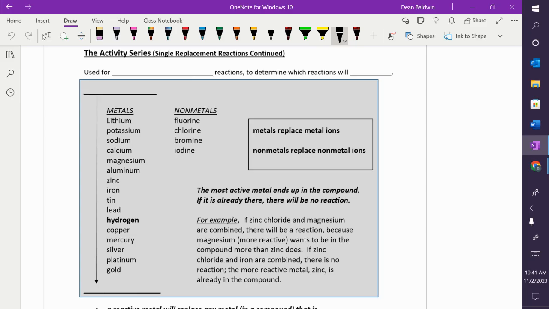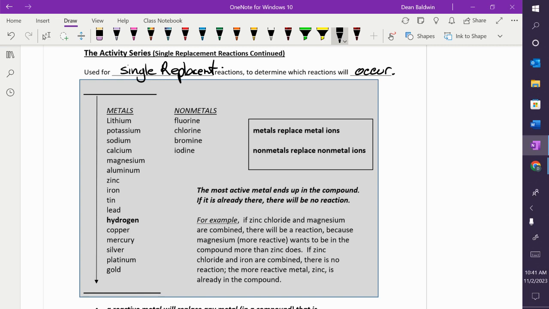Single replacement reactions, okay? That's what we use this for, to determine which reactions will occur and which will not. That's what this tells you, because not all reactions happen. So, at the top, you have this in your data booklet as well.